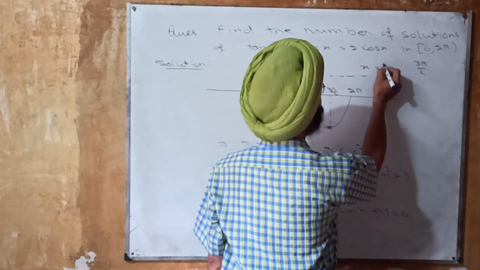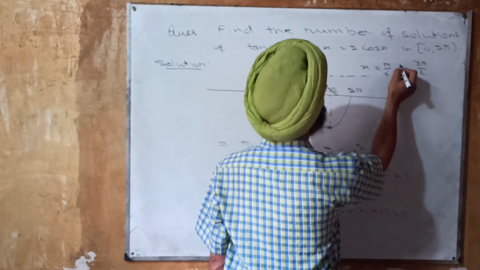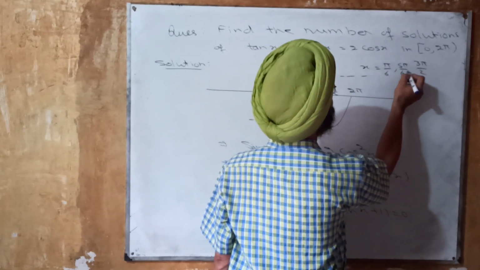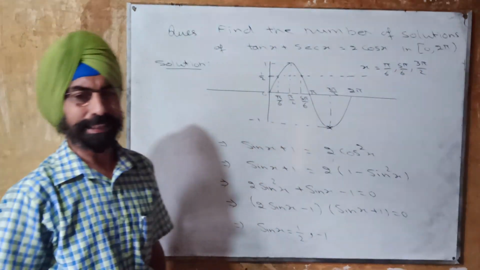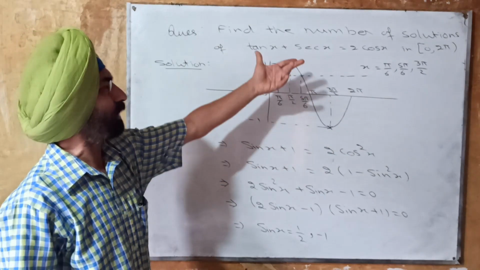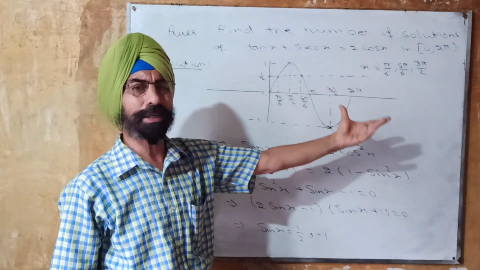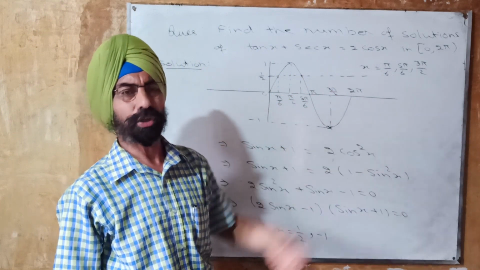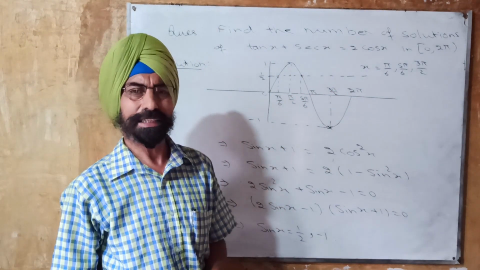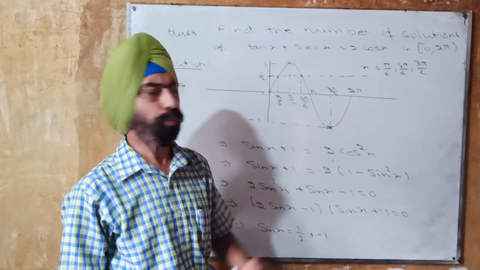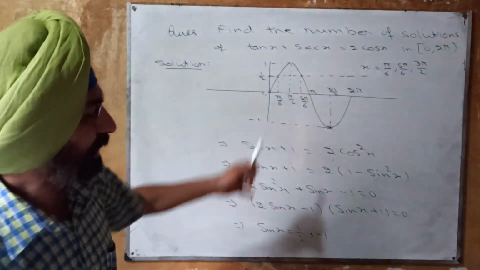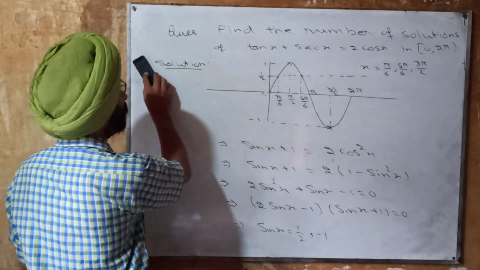So x is equal to pi by 6, 5 pi by 6 and 3 pi by 2 is the complete set of solutions of this equation. So the question was find the number of solutions. So how many solutions are there? 3. So the number of solutions of this equation in the interval 0 to 2 pi is equal to 3, and this is the solution of this question.